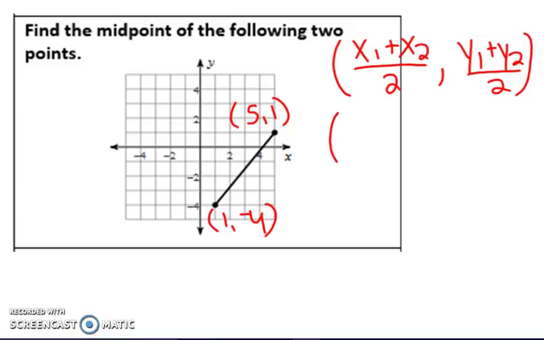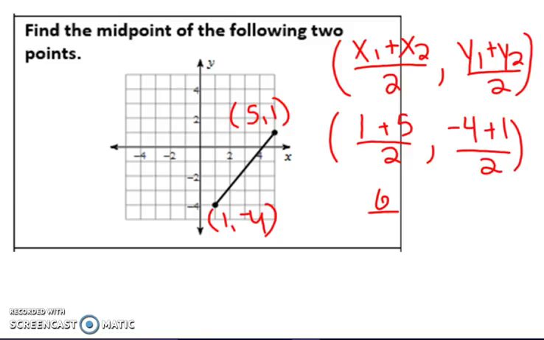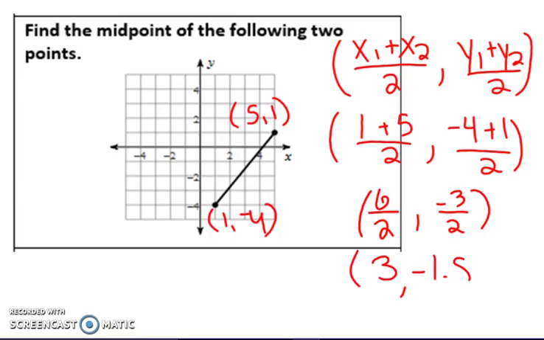Well, if I fill in my points, I have (1 plus 5) over 2, and I have (-4 plus 1) over 2. Well, 1 plus 5 gives me 6. -4 plus 1 gives me -3. If I simplify it all the way down, I get 3, and I get -1.5. I know when we were in algebra, we didn't typically use decimals. We left them all as fractions. For geometry, we want to make sure we turn it into a decimal so that we can plot those points.